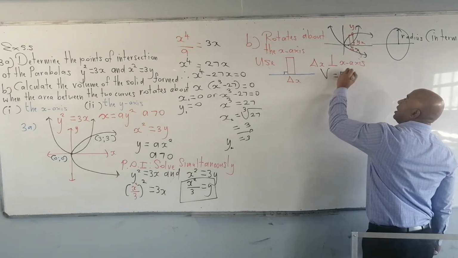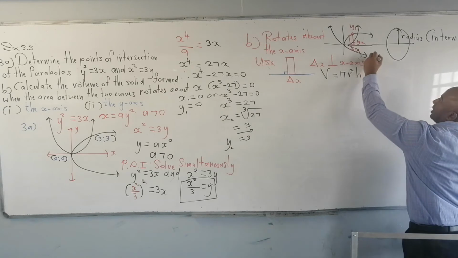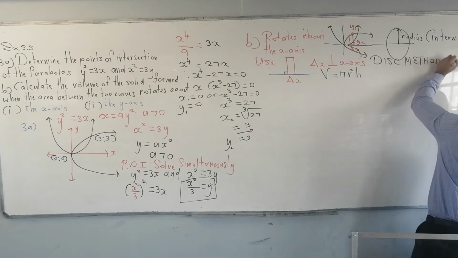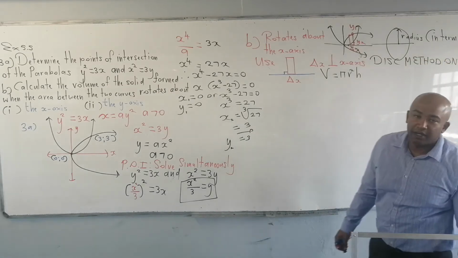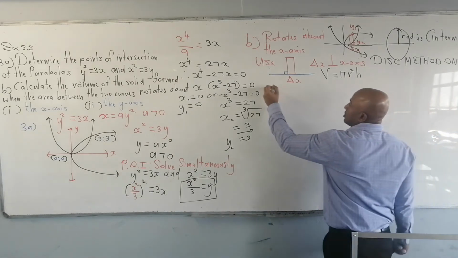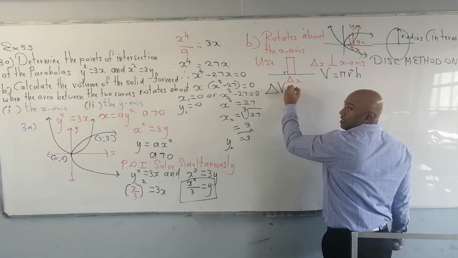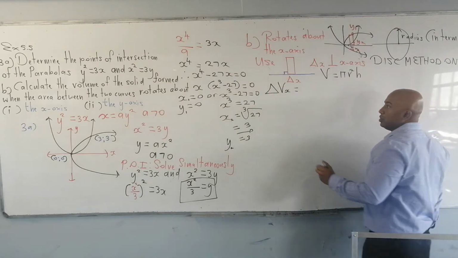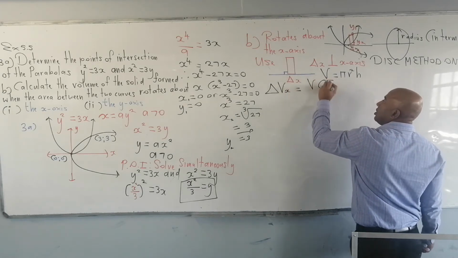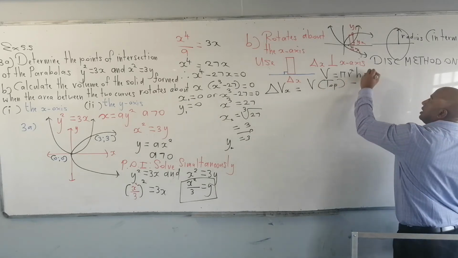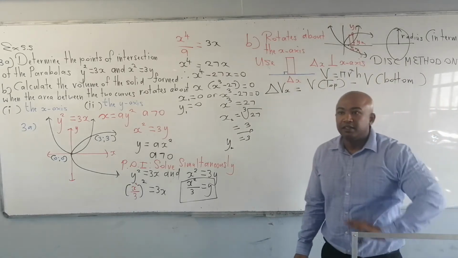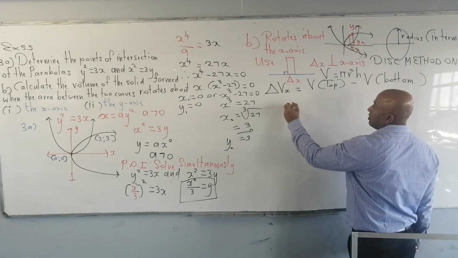So what do we know? Volume is equal to pi r squared h. Remember, we are using the disk method only. The formula for the disk method is area of base times height. So that means delta V x is equal to the volume of the top graph minus the volume of the bottom graph. Okay, that is the disk method.